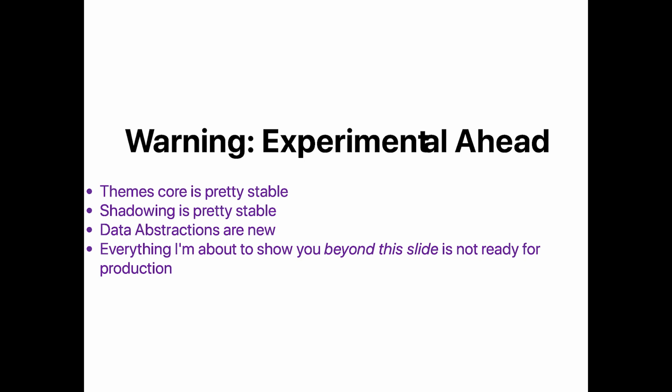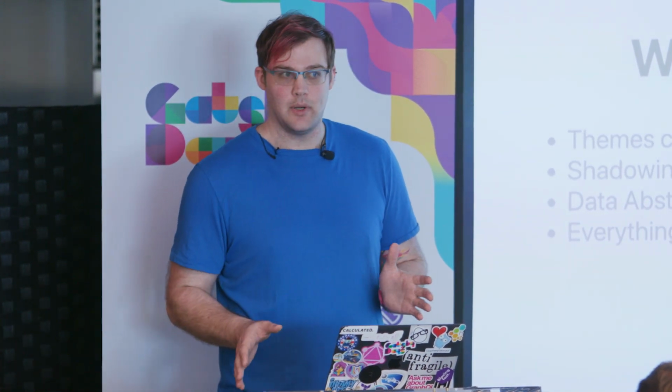And everything beyond this slide is experimental. So to be clear, themes core, the composition, the Gatsby configs composing together, pretty stable. Shadowing itself, pretty stable, hasn't changed in a long time. Data abstractions, new. If you want to get into them, beware. Everything else I'm about to show you beyond this slide is not ready for production, but it's stuff we're working on to make ready for production.